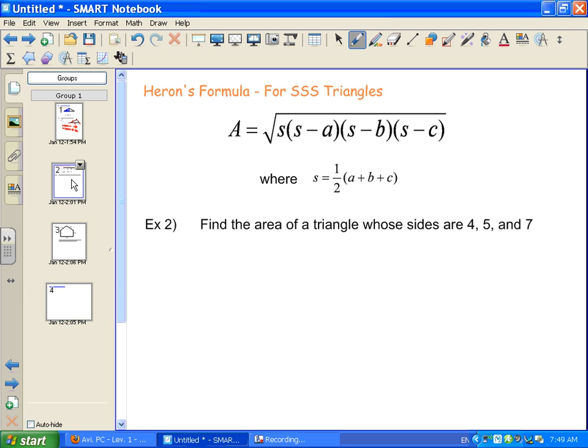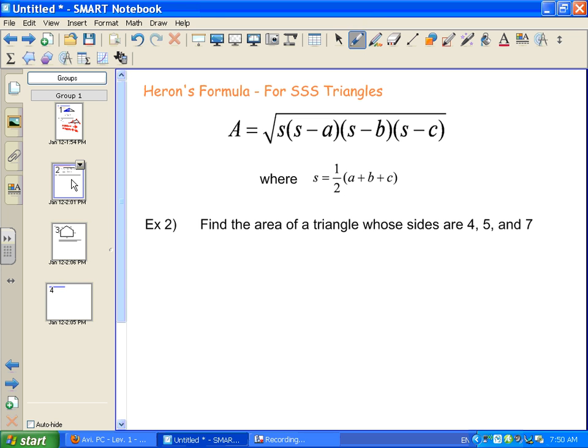So the formula, even though it's kind of ugly at first, it's really not that bad if you wanted to memorize it. Because you have the big square root, and then you just have all these s's. So you have an s minus one side, an s minus the second side, and an s minus the third side, all times an s. But here's the weird part. S represents 1/2 of a plus b plus c. What's that? 1/2 the what? The perimeter. So S is actually 1/2 of all the way around the triangle, and that's what gets plugged in for these.